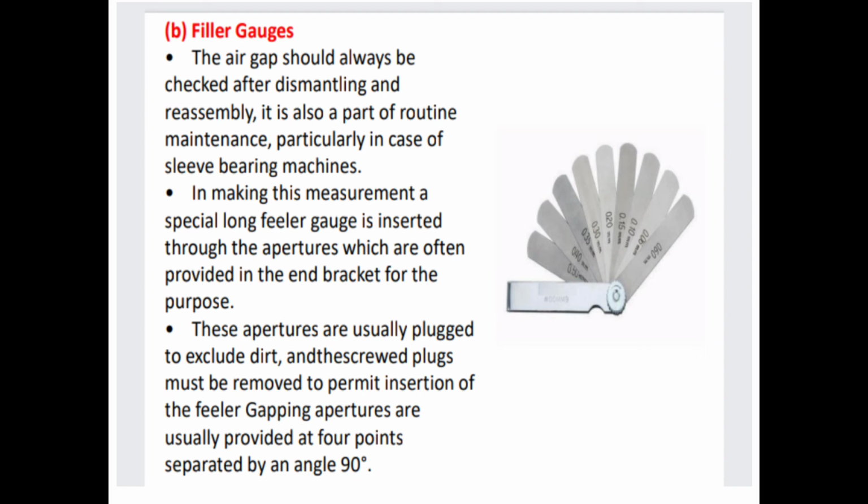In making this measurement, a special long feeler gauge is inserted through the apertures, which are often provided in the end brackets for the purpose. These apertures are usually plugged to exclude dirt, and the screwed plug must be removed to permit insertion of the feeler gauge. Apertures are usually provided at 4 points separated by an angle of 90 degrees. It is used to measure the distance in this machine.